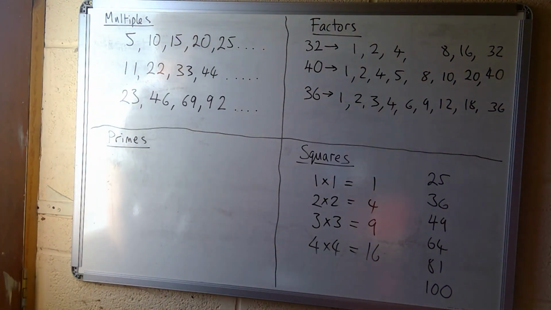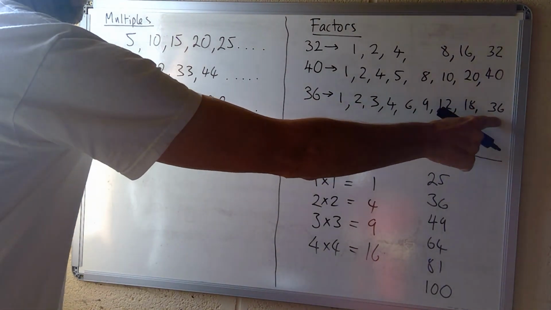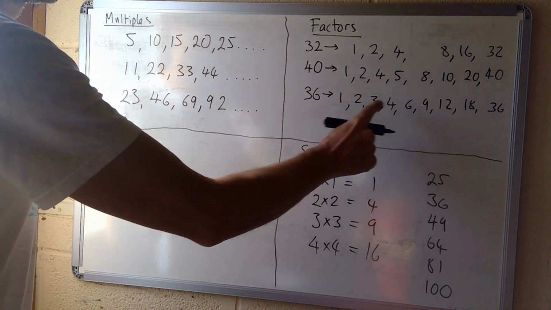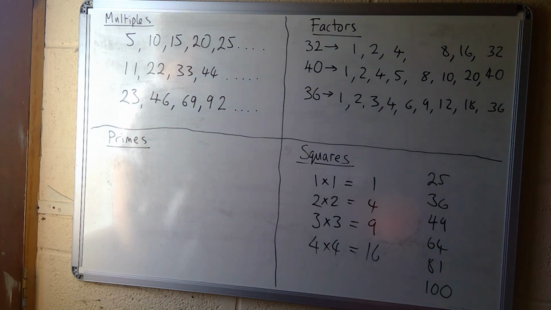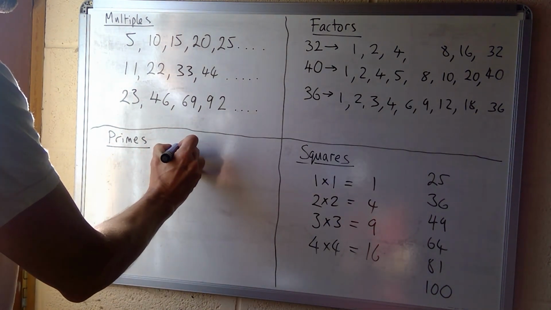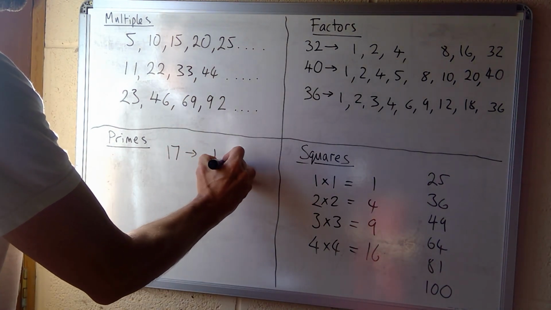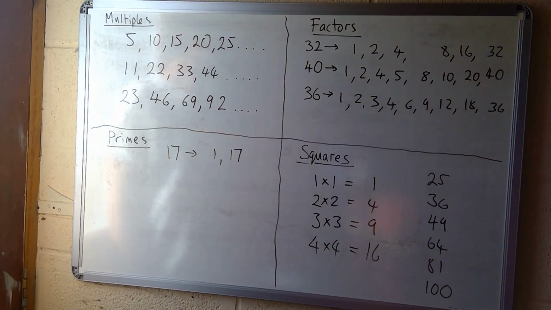When we looked at factors, you may have noticed I always started with 1 and the number itself. Every number has factors of 1 and itself. Primes, or prime numbers, only have factors of 1 and itself. So 17 would be a prime number because it only has factors of 1 and 17. There's no other number that divides exactly into 17.